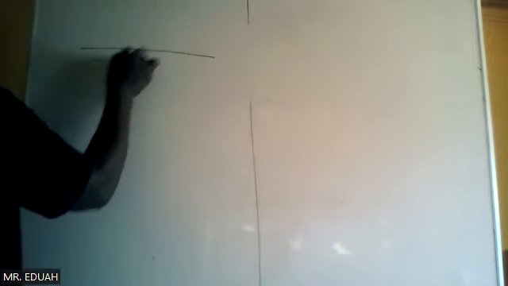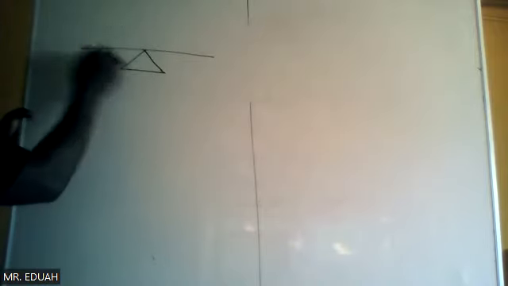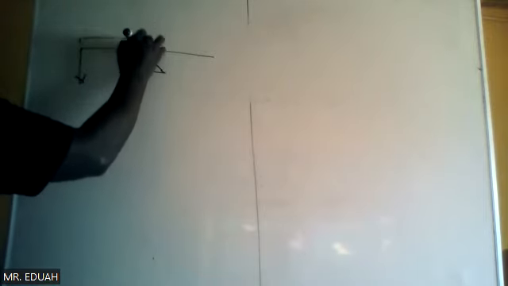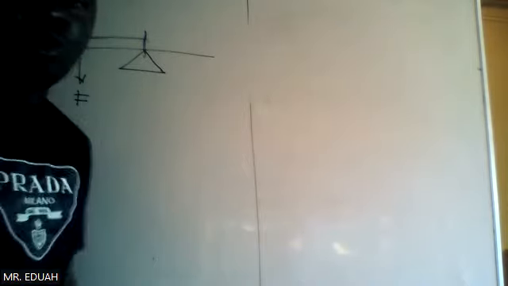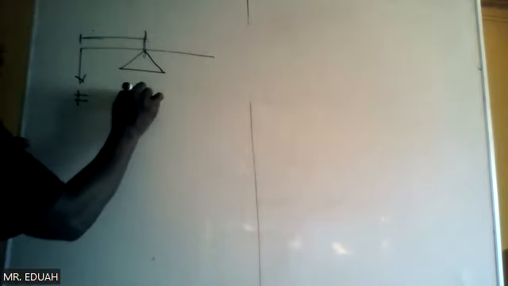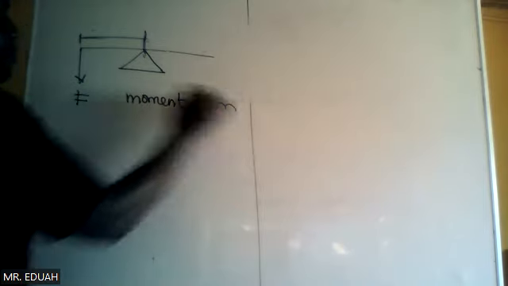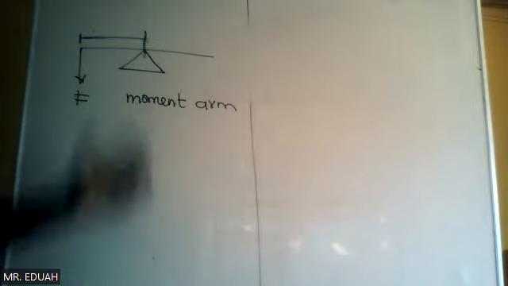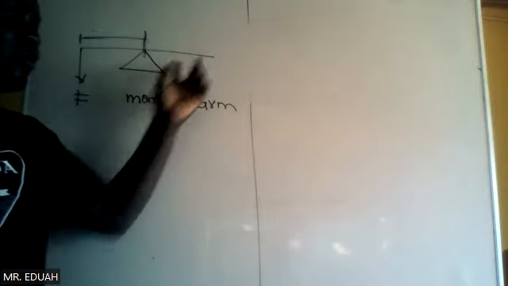If there's a bar and then a force, the pivot is here. This is the force. The perpendicular distance is from here to this point. This is the force, and this is the perpendicular distance, which we also call the moment arm. The larger the force, the larger will be the moment. The larger the moment arm, the larger will be the moment.